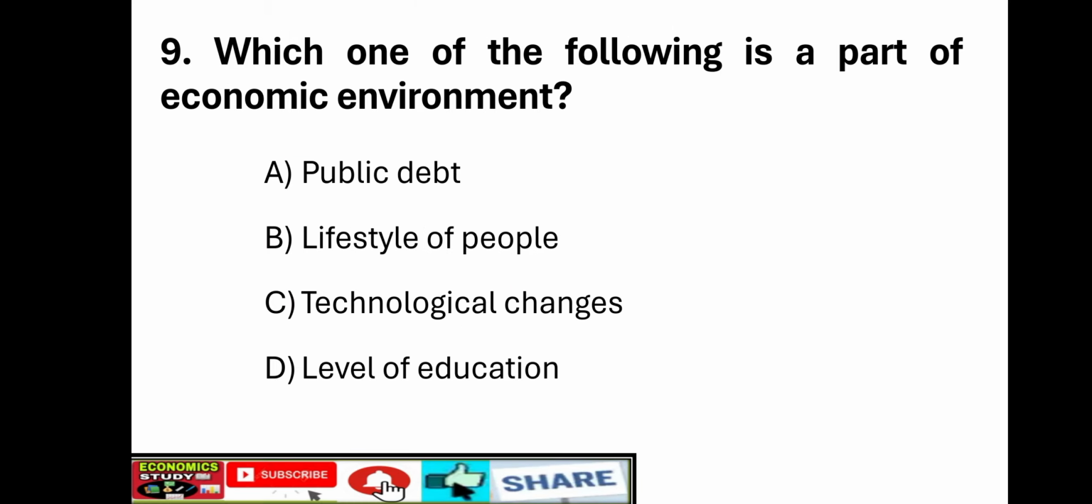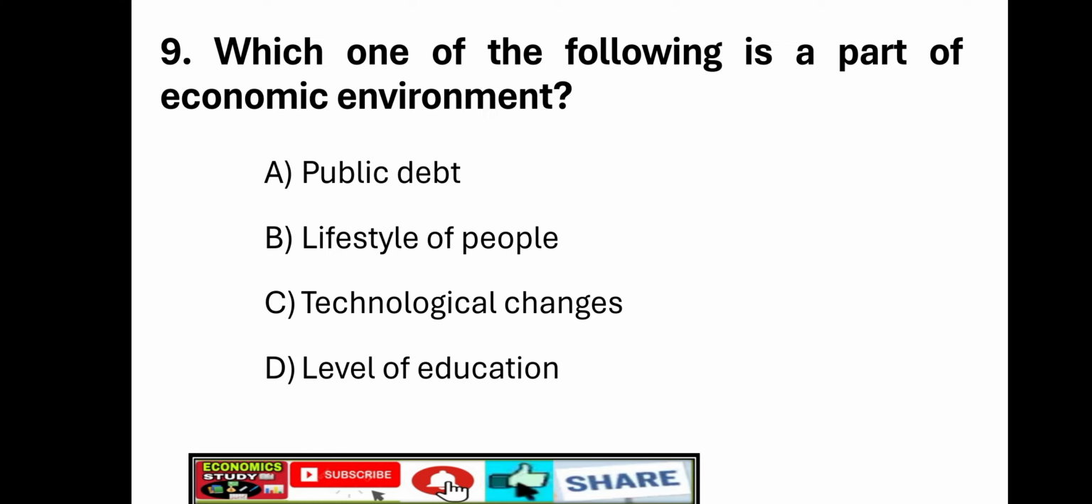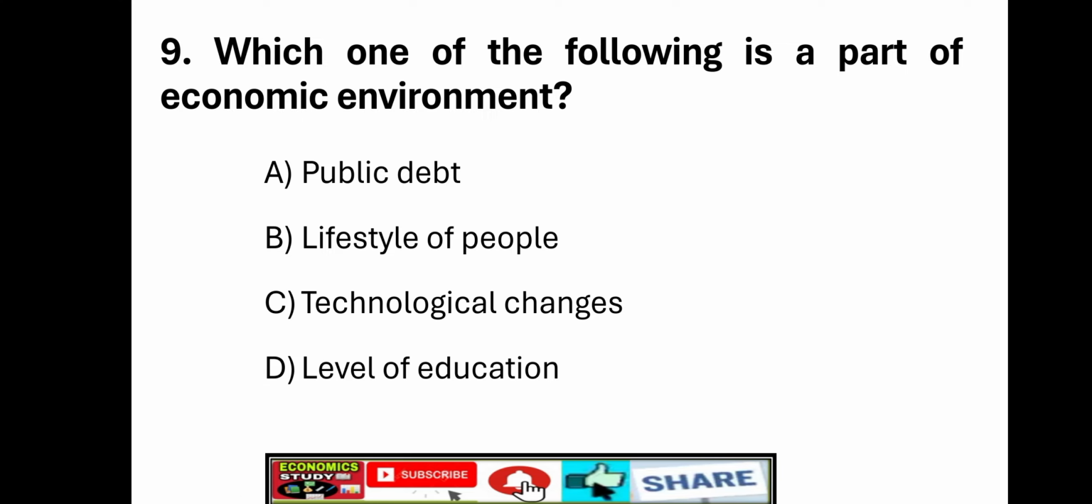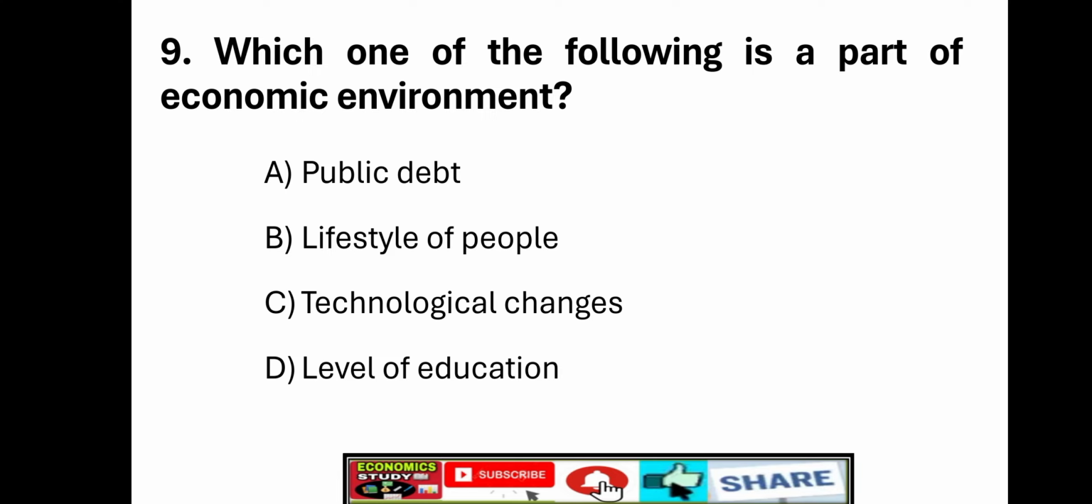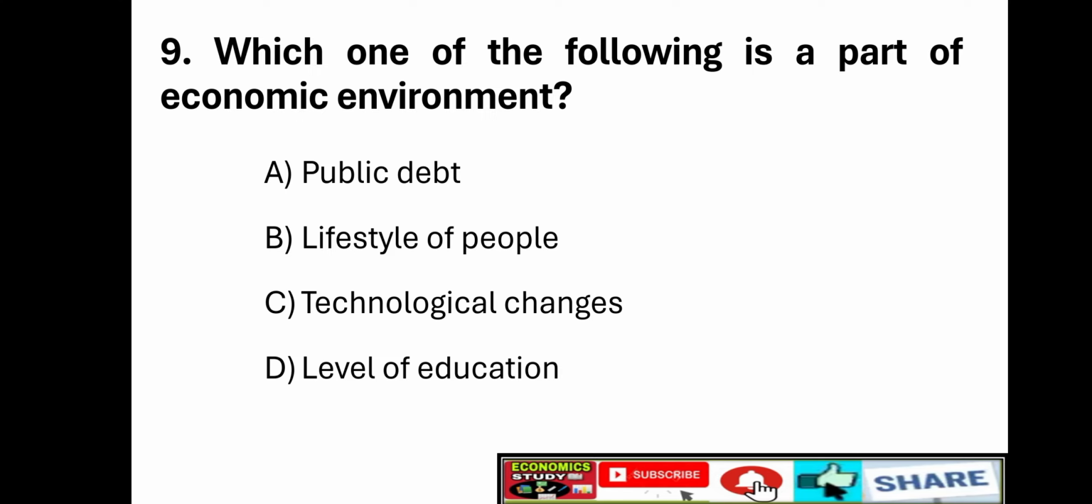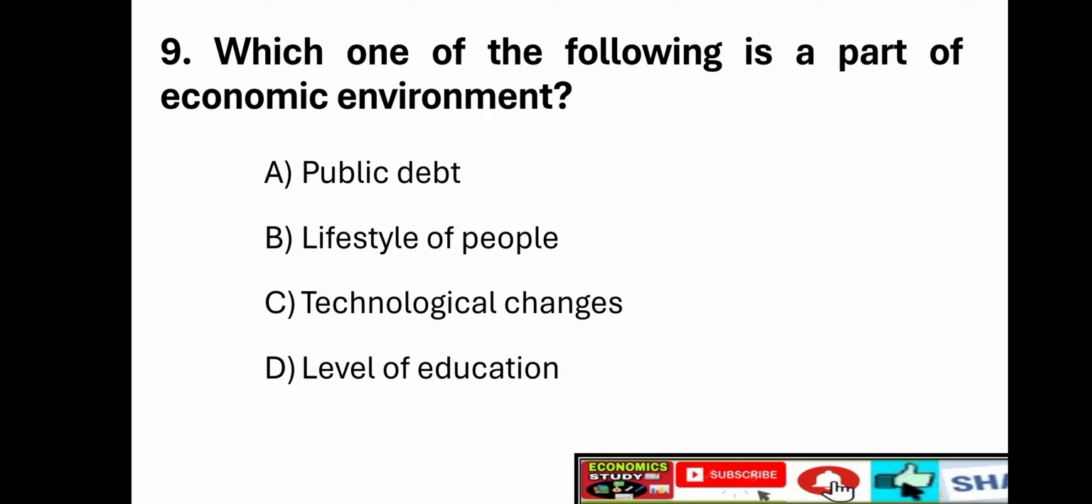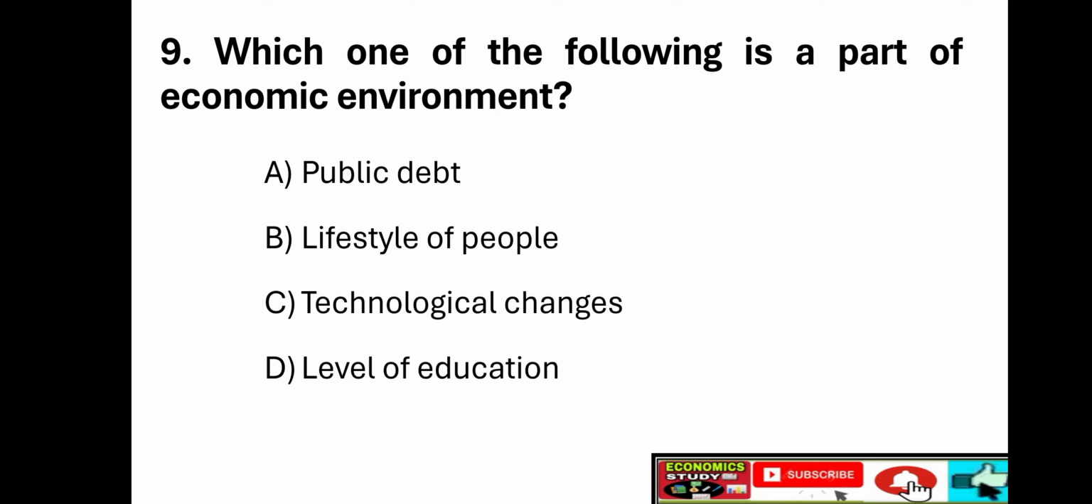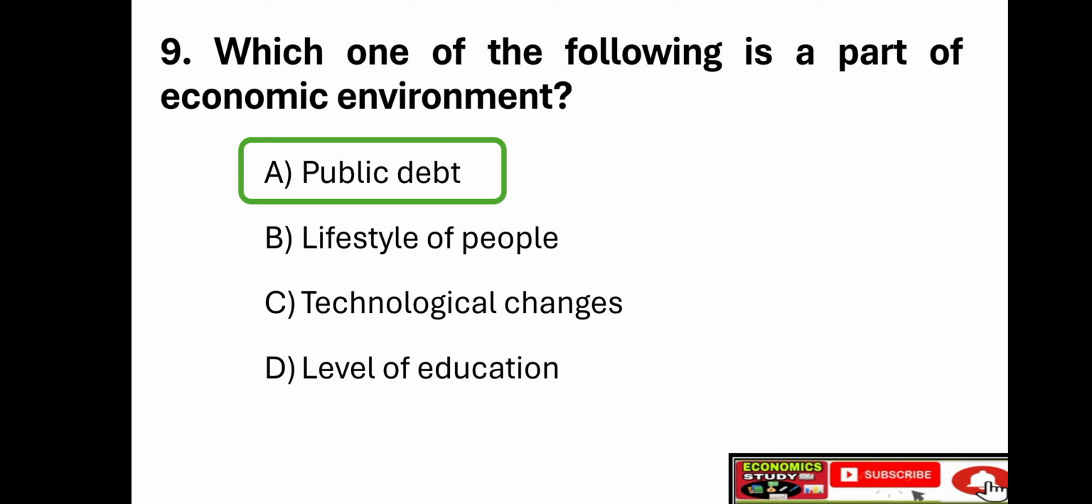Next question, ninth question. Which one of the following is a part of economic environment? Option A, public debt. Option B, lifestyle of people. Option C, technological changes. Option D, level of education. Right answer is option A, public debt.